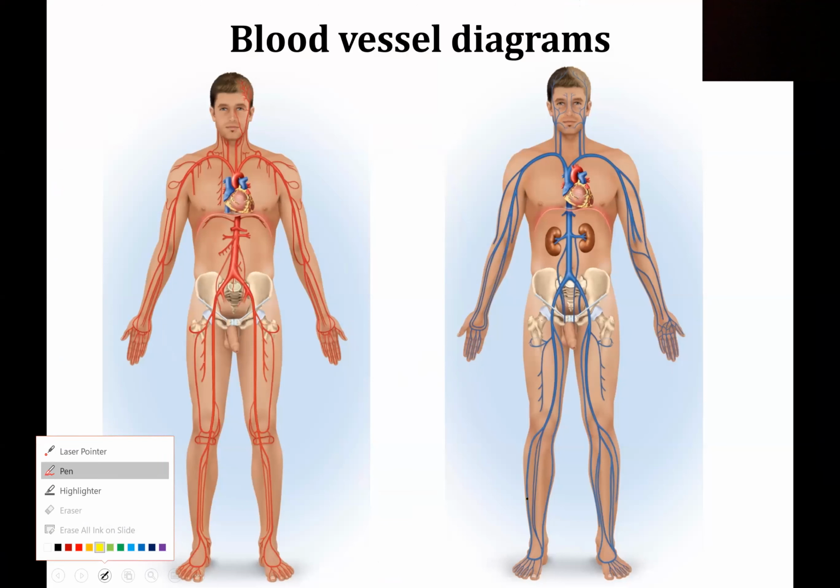Okay, let me see if this yellow is going to show up. Okay, so veins go back toward the heart. Again, the blue indicates low oxygen and high carbon dioxide, which is carried in systemic veins and pulmonary arteries.